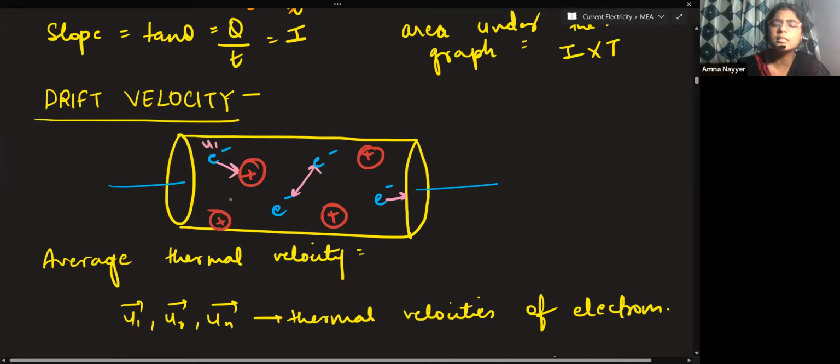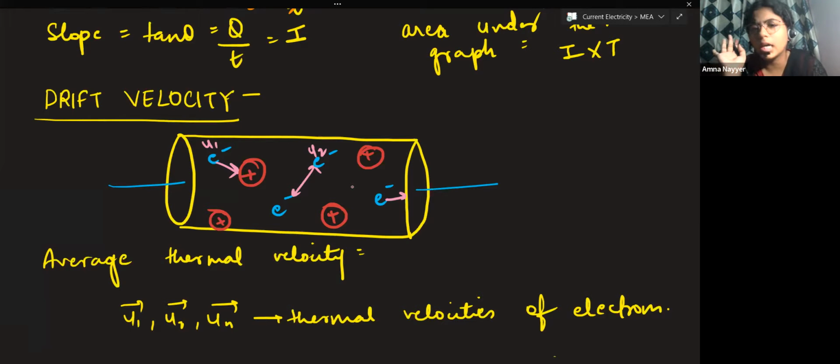Let's say u1 is the velocity of this electron, u2 is the velocity of this electron. Initially, obviously, they are at rest. We can talk about the final velocity, because initially all the electrons are at rest. When we apply an electric field, when we connect it to a circuit under a potential, only then do electrons move. So obviously initial velocity is 0. But regarding final velocities, every electron has its own different final velocity.